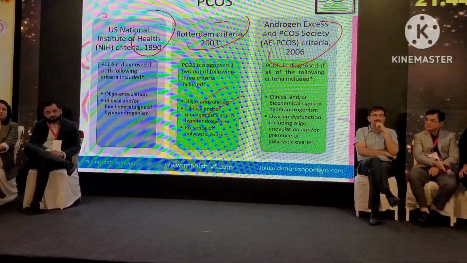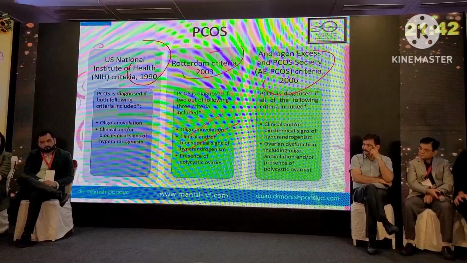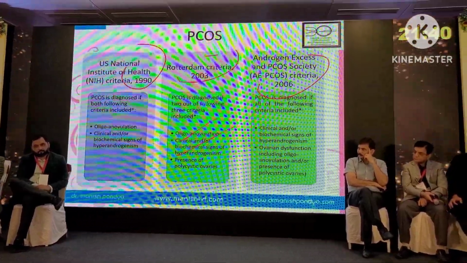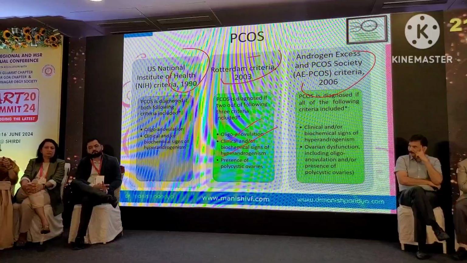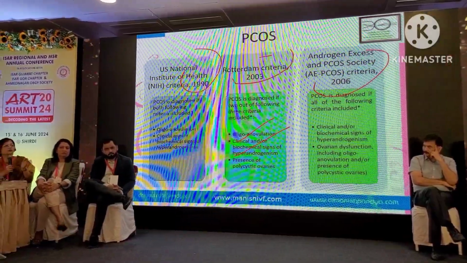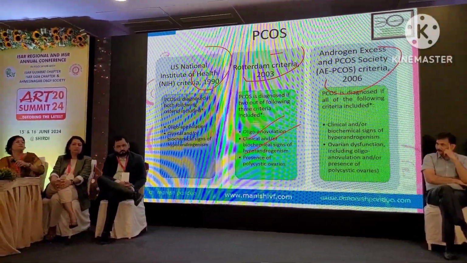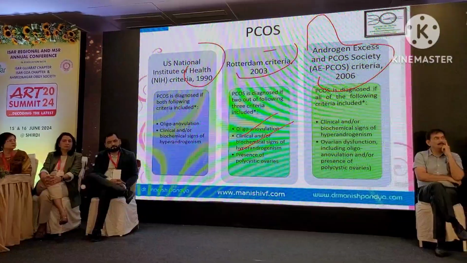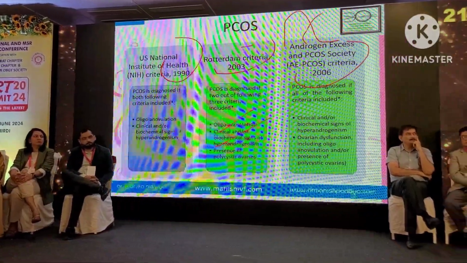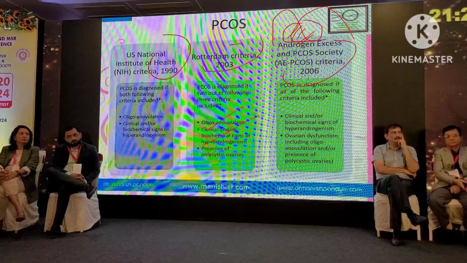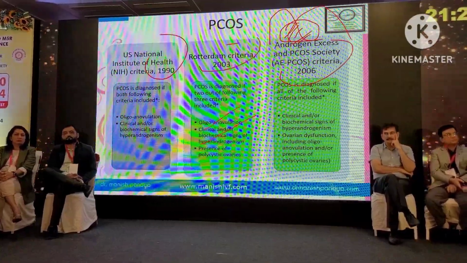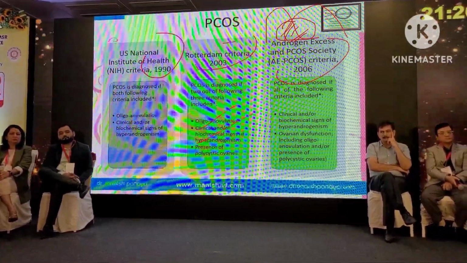Nidhi, which criteria would you like to follow? Most of us would definitely be following the Rotterdam criteria, because the Androgen Excess Society criteria are a little stricter, and they would exclude a few patients sometimes. So there is a very good breach. Suppose this is Rotterdam and this is androgen excess. These are the patients who are not coming in PCO because of the criteria. They are coming in the PCO because only 2 things we are visualizing.